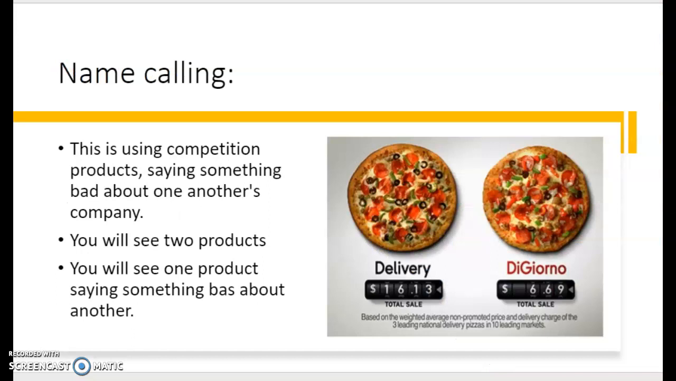The next one is name calling, and this is when you see two competing products in the same ad, and they're talking badly about each other. Maybe they're calling them out. If you're on Twitter and you follow Wendy's tweets, they actually do this to a lot of companies. They call out their bad labels, which is name calling. So here we see delivery and we see DiGiorno. The delivery pizza looks a little burnt, and DiGiorno looks fresh. We also see the price, 16.13 for delivery, 6.99 for DiGiorno. So they're saying that their company is better than delivery because it's made better and it's cheaper.